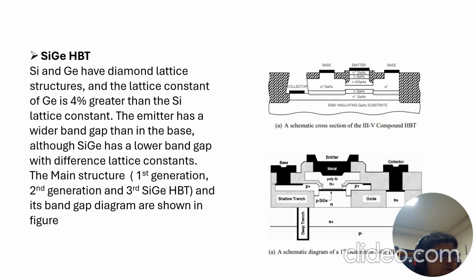The main structure of the first generation, second generation, and third generation silicon germanium SPT and its band gap diagram are shown in the figure. You can see the figure. Then it's a schematic cross section of the third generation compound SPT. Also below, you can see the schematic diagram of the first generation silicon germanium SPT.